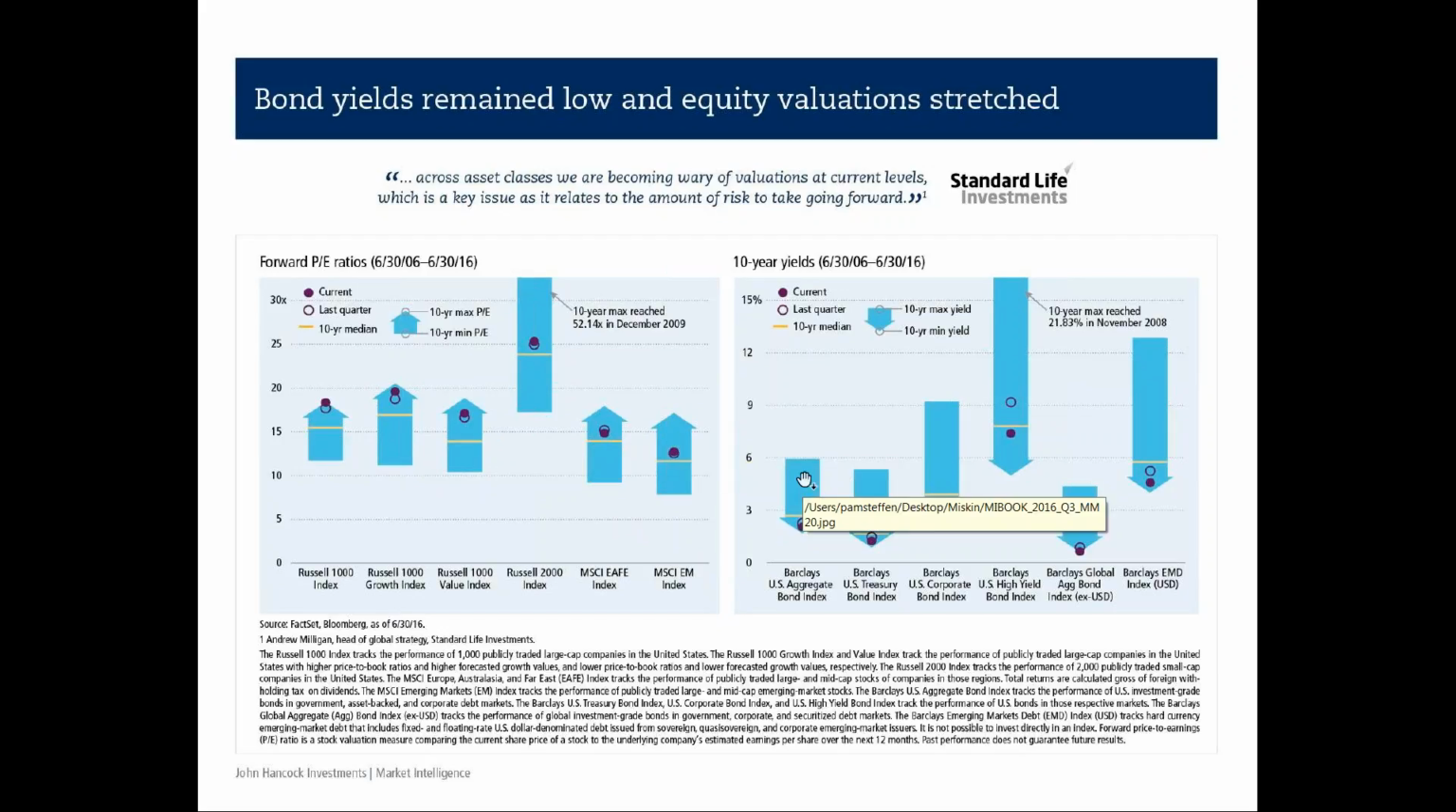Yields are another way to think about valuations for bonds, and this is the 10-year range again. The lower the yield, the more expensive. So U.S. bonds, expensive. Treasury bonds, expensive. Corporate bonds, expensive. High yield looked a little more attractive. This has come down, though. This is down around here as of today. So even high yield looks expensive now. So what does this mean?